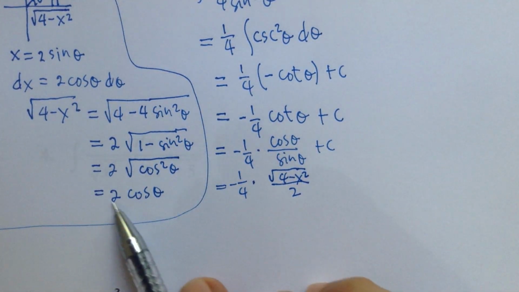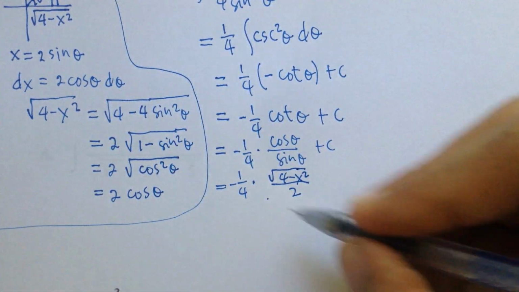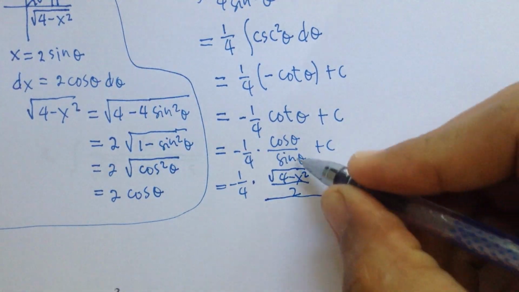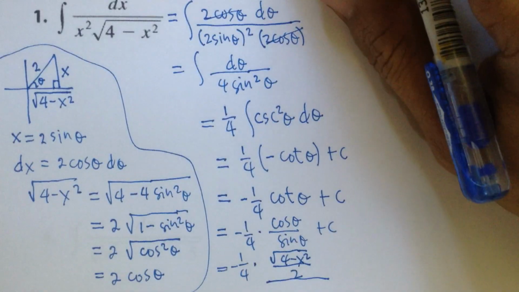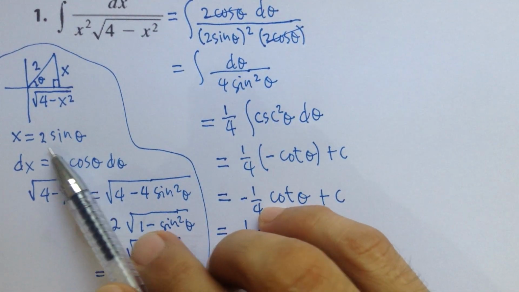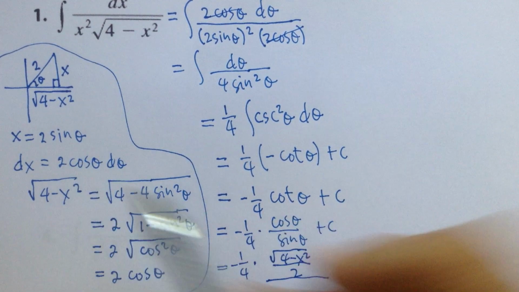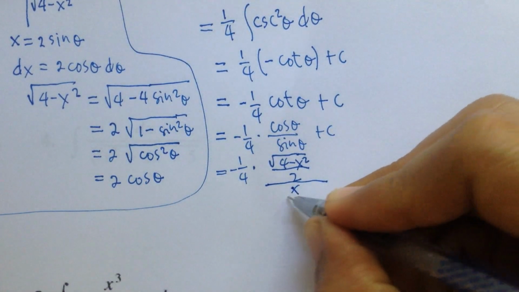Just divide both sides by 2, then you have cosine theta is equal to square root of 4 minus x squared over 2. Then what about sine theta? Sine theta is here. That's x equals 2 sine theta. So that means that your sine theta is x over 2. So you have x over 2.